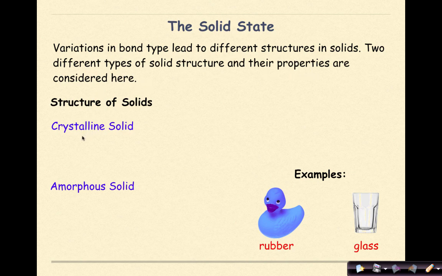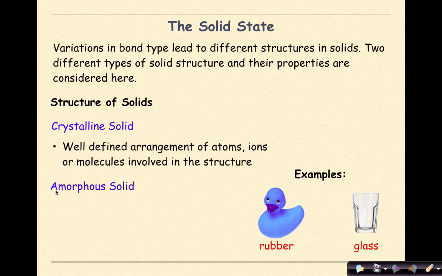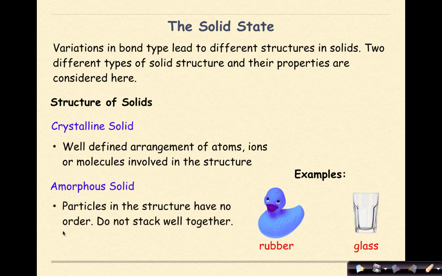The first one that we're going to talk about is a crystalline solid, and the definition of a crystalline solid is a well-defined arrangement of atoms, ions, or molecules involved in the structure. The next type of solid that we're going to talk about is an amorphous solid, and an amorphous solid is defined as particles in the structure that have no order, do not stack well together. One example of an amorphous solid is this rubber duck right here, and the other one is this glass.